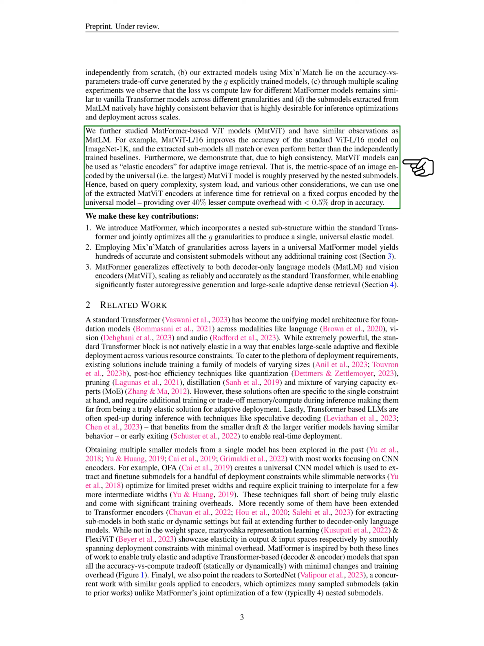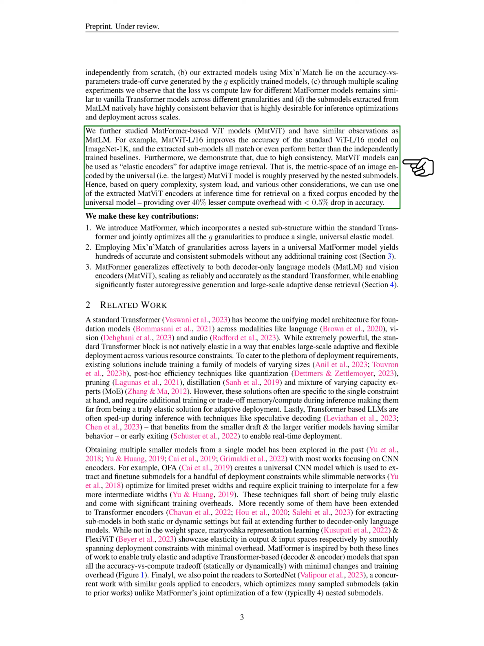We also studied MatFormer-based vision transformer, ViT, models, MatViT, and found similar results. For example, MatViT L16 improves the accuracy of the standard ViT L16 model on ImageNet-1K, and the extracted submodels all match or even perform better than the independently trained baselines. Furthermore, we found that, due to high consistency, MatViT models can be used as elastic encoders for adaptive image retrieval. This means that the metric space of an image encoded by the universal, i.e., the largest, MatViT model is roughly preserved by the nested models.